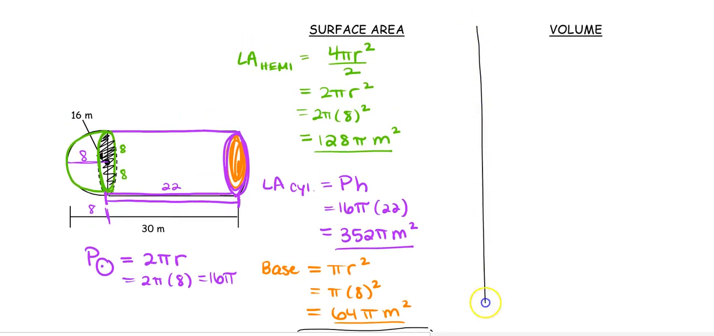Now we want the volume. The volume is everything inside, so we don't have to worry about touchable area bases. It's the hemisphere. I want the volume of that hemisphere. How much space is that taking up? The volume of your hemisphere, we only have the sphere formula, which is 4/3 pi r cubed.